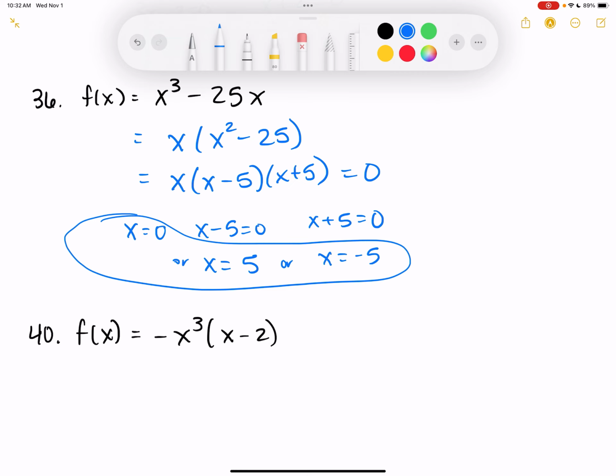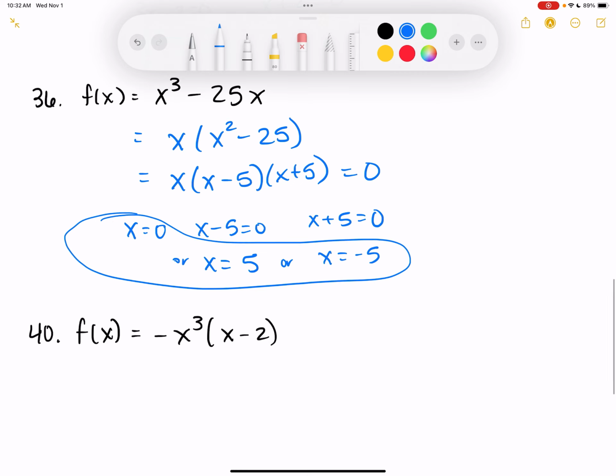So this will actually be degree what? So it would be a degree 4. X cubed times x gives you x to the 4th. Or well, negative x to the 4th. Anyways, so then I want my zeros. So basically if I set this equal to 0, what would my zeros be? 0 and 2. Yep. Zeros, we would have an x equals 0 and an x equals 2.